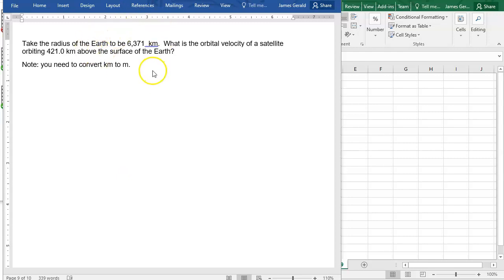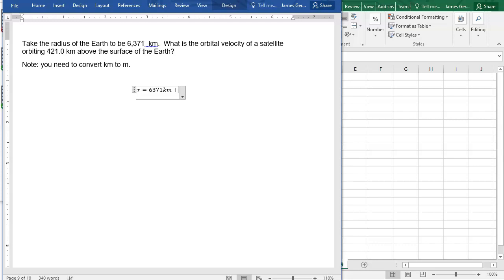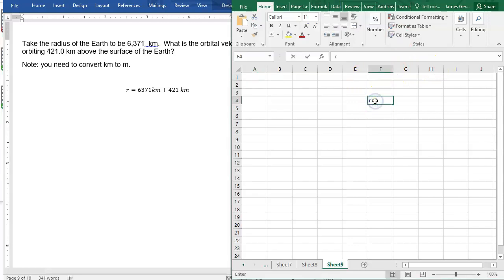So we have a couple of things here. We have the radius of the Earth, but that's not how far the satellite is from the center of the Earth, because we have to add these, right? 6,371 kilometers plus 421 kilometers to get to the total radius. So let's start there. R Earth, distance to orbit, right? So we got 6,371 kilometers, 421 kilometers.